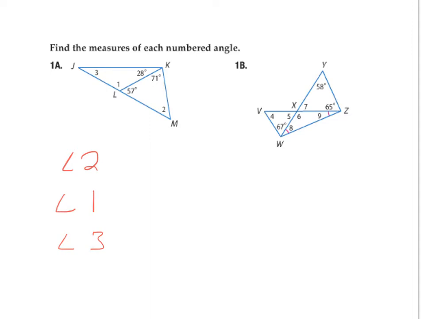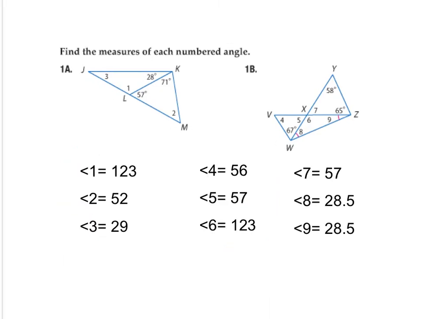Okay, so in this second one, first we're going to find the measure of angle 7. Then we're going to find the measure of angle 6 and angle 5. Then we're going to find angle 4, and then we're going to find angles 8 and 9, and they are equal. Okay, so stop the tape right now. See if you can go ahead and find the measures of all these angles using our new toys.